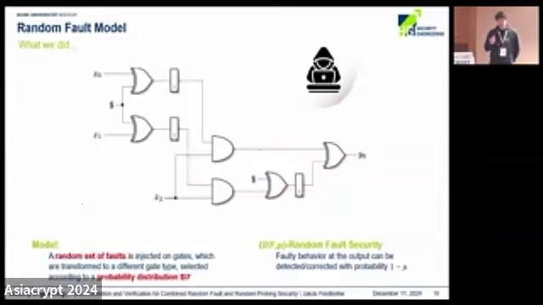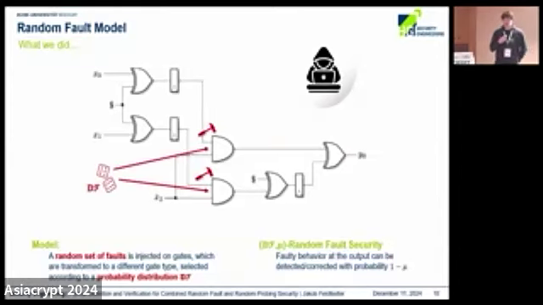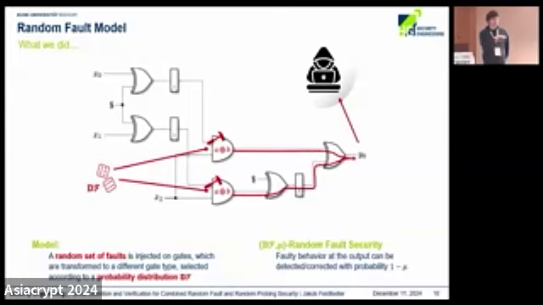So what we propose is something similar to the random probing model. We assume a general distribution over all the faults, of which we then sample one random combination, and say that the circuit is mu random fault secure if the faulty behavior at the output can be detected or corrected with probability 1 minus mu. So mu here is the probability that the adversary will inject some fault that is meaningful for the adversary.